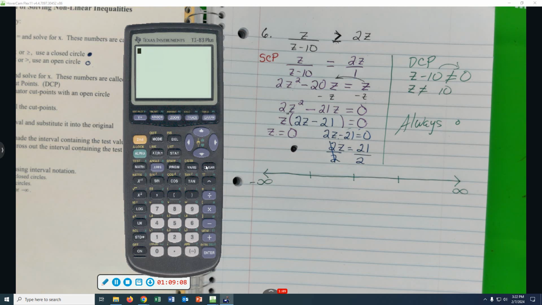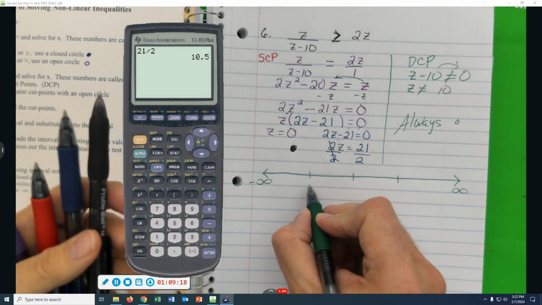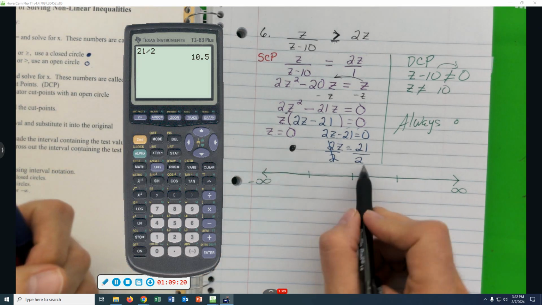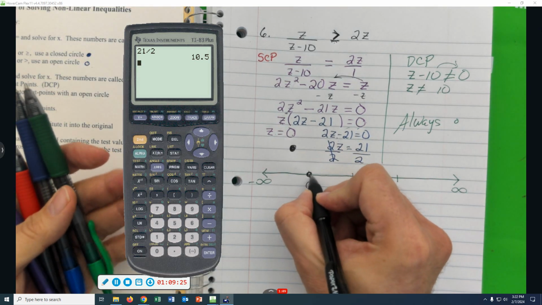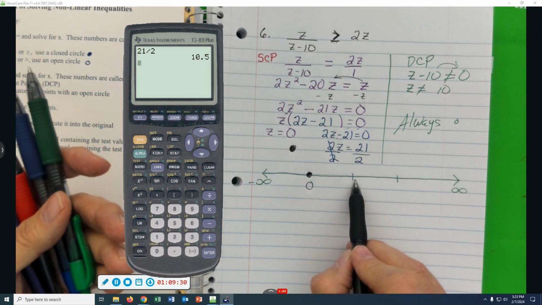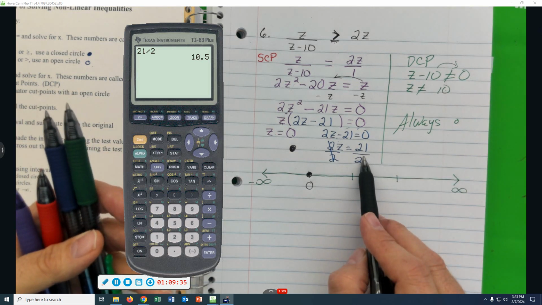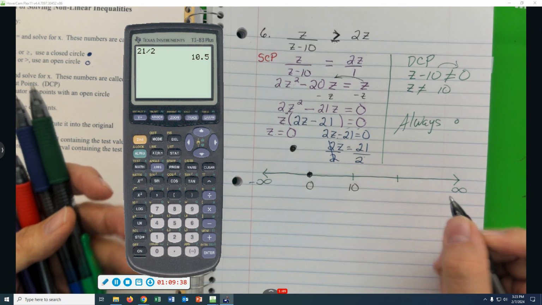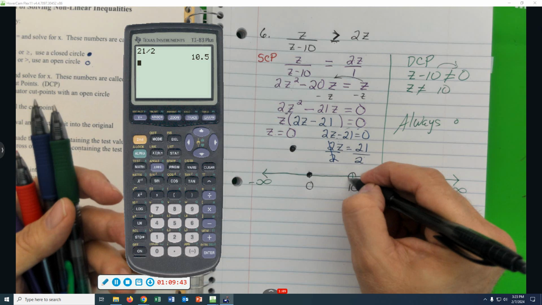Make sure 21 over 2 is 10.5. You might want to do that in order to figure out where do they go. What's the first number I'm listing here? What's the first cut point I'm going to put there? 0, okay. And it's a closed circle. Now which one is this? This next one, would it be 10 or 21 over 2? 10. Gotta make sure you have them in numerical order. Okay, with the open circle.